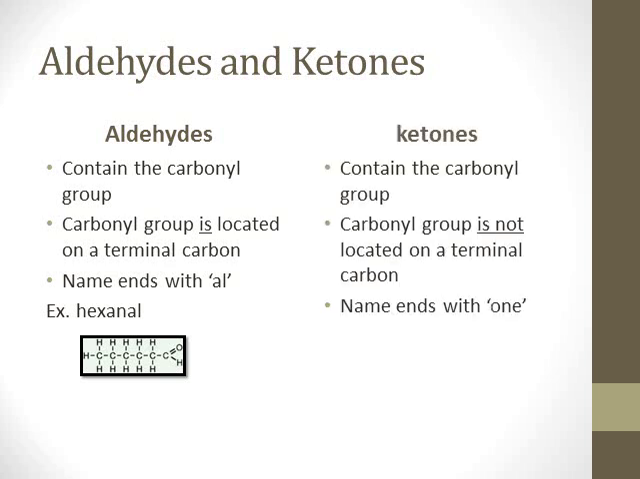For a ketone, we also have that carbonyl group, as I mentioned, but it's not located on an end. And when we name these, we name them with an "one" at the end. So hexanone, if we look at this, we can see that we've got our 6 carbons again, but the double bond O is on one of the internal carbons rather than on the end.